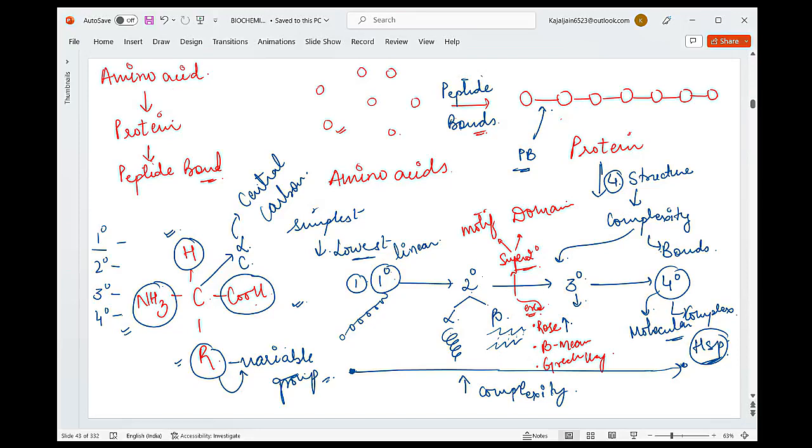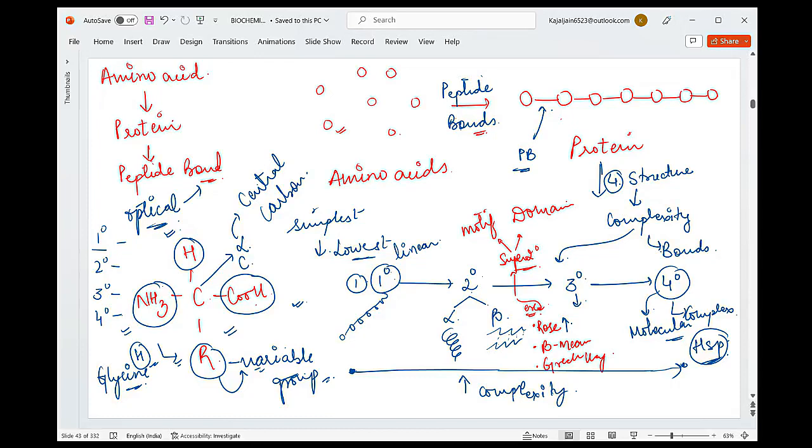Whatever is getting attached to your variable group is going to change the entire property of your amino acid. There is an amino acid known as glycine. Glycine is the amino acid which has H over here. The variable group in glycine is H, which makes it an achiral compound. There are a number of properties of amino acids, optical properties I could say, in which we have the property of chirality, achirality, etc. We'll be discussing that as well.